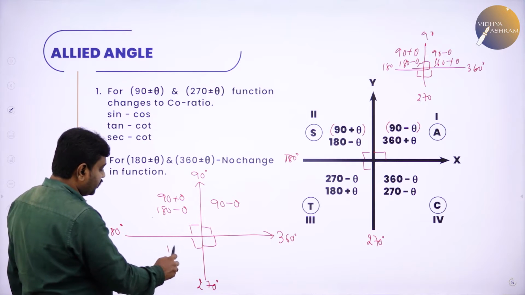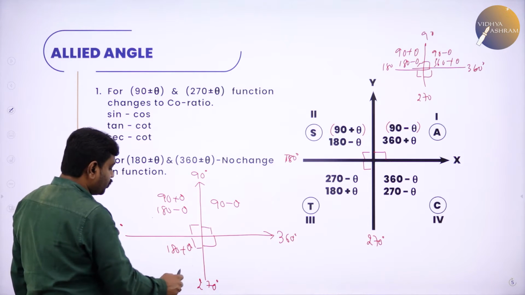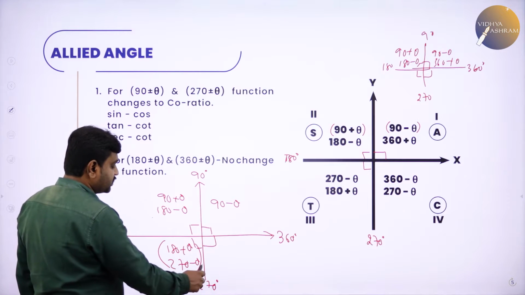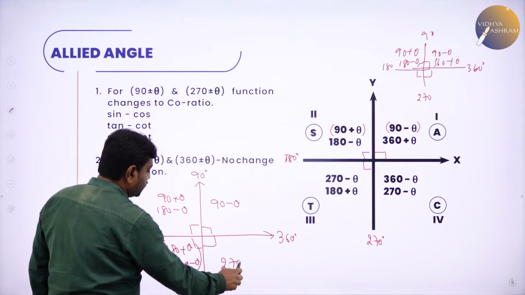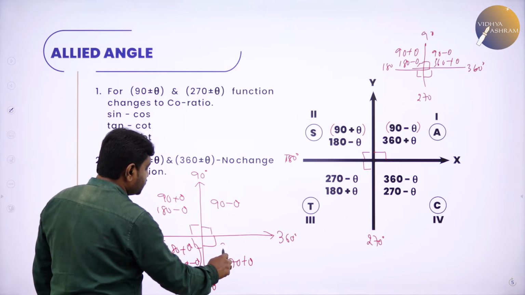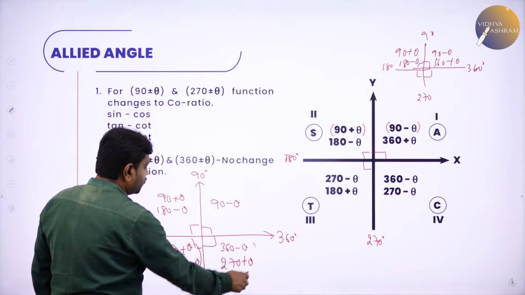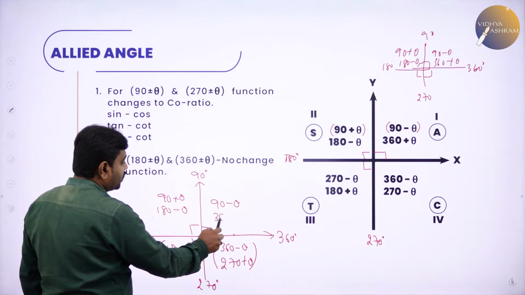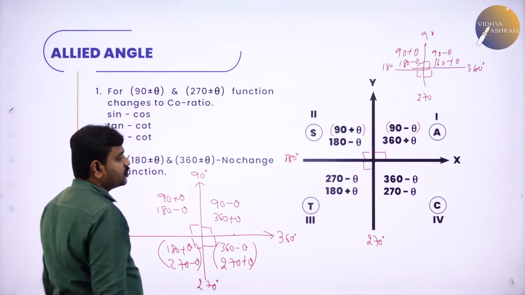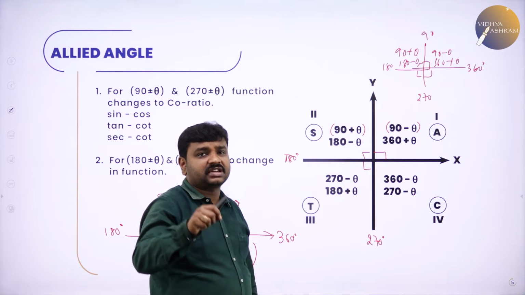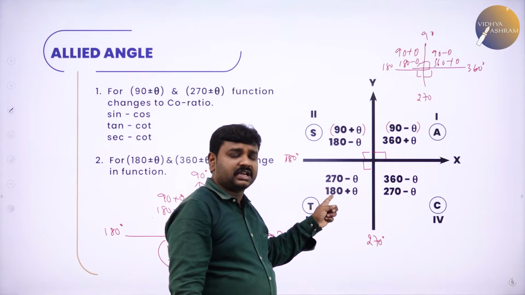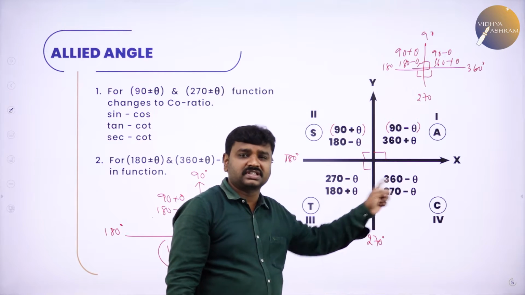After 180, 180 plus theta. And before 270, 270 minus theta. So 180 plus theta and 270 minus theta. After 270 is 270 plus theta. And before 360 is 360 minus theta. Now this is after 360, so the first quadrant is also called 360 plus theta. First you should know: first quadrant 90 minus theta, 360 plus theta. Second quadrant 90 plus, 180 minus. Third 180 plus and 270 minus. Fourth 270 plus and 360 minus.